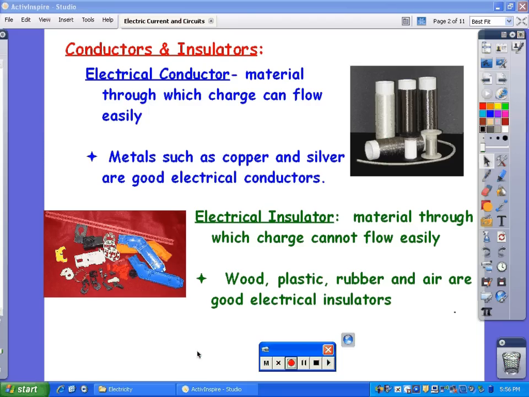And electrical insulators are materials through which charge cannot flow easily. Some charge will flow through these things, but it just doesn't flow as well as metal. And it has really to do with the atom spacing, to be honest with you. Metal is very, very dense because the atoms are touching right next to each other, whereas in plastic or rubber, they're not exactly close to each other, relatively speaking. So anyway, wood, plastic, rubber, air, glass, all these things are insulators.